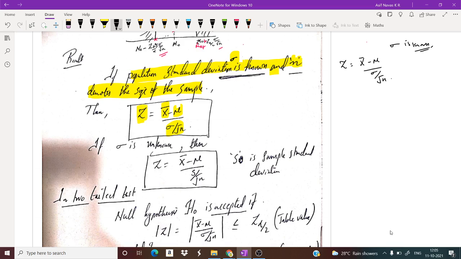Now if sigma is unknown and s is the sample standard deviation, then you can take z equal to x bar minus mu by s by root n. So this is the test statistic. Okay. So does anybody have any doubt? So what is the test statistic? z equal to x bar minus mu by sigma by root n.